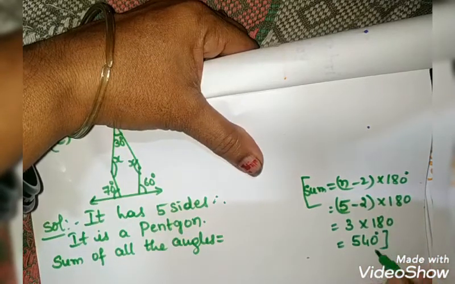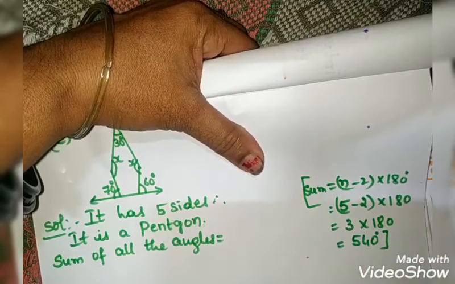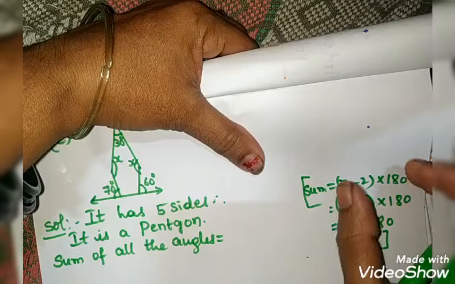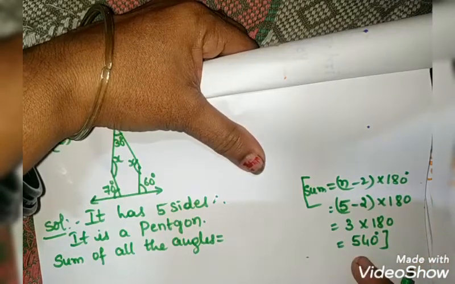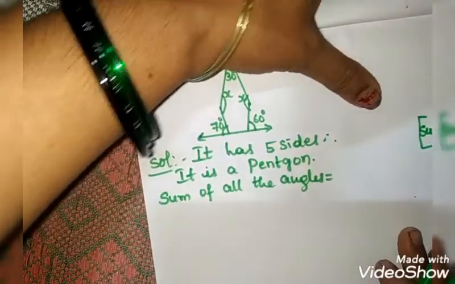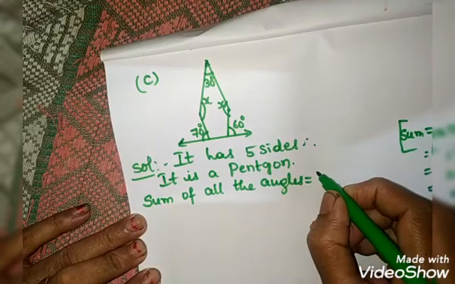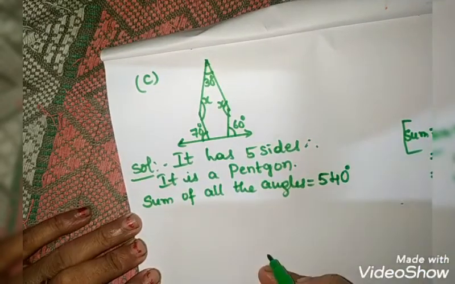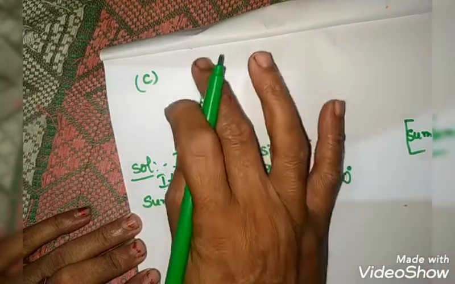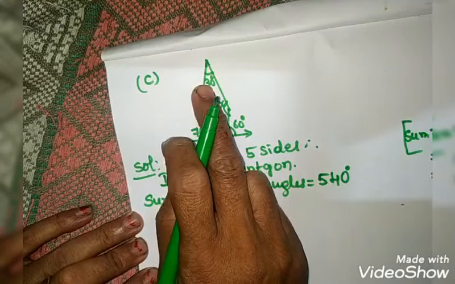So how much we got? 540 degree. If you don't remember 540 degree, recall this formula and you can do rough work and find it out. 540 degree, if you know, better. Sum of all the angles is equal to how much in a pentagon? It is 540 degree. So now we have to come to this figure now. Here we know this angle. They gave it as 30 degree.